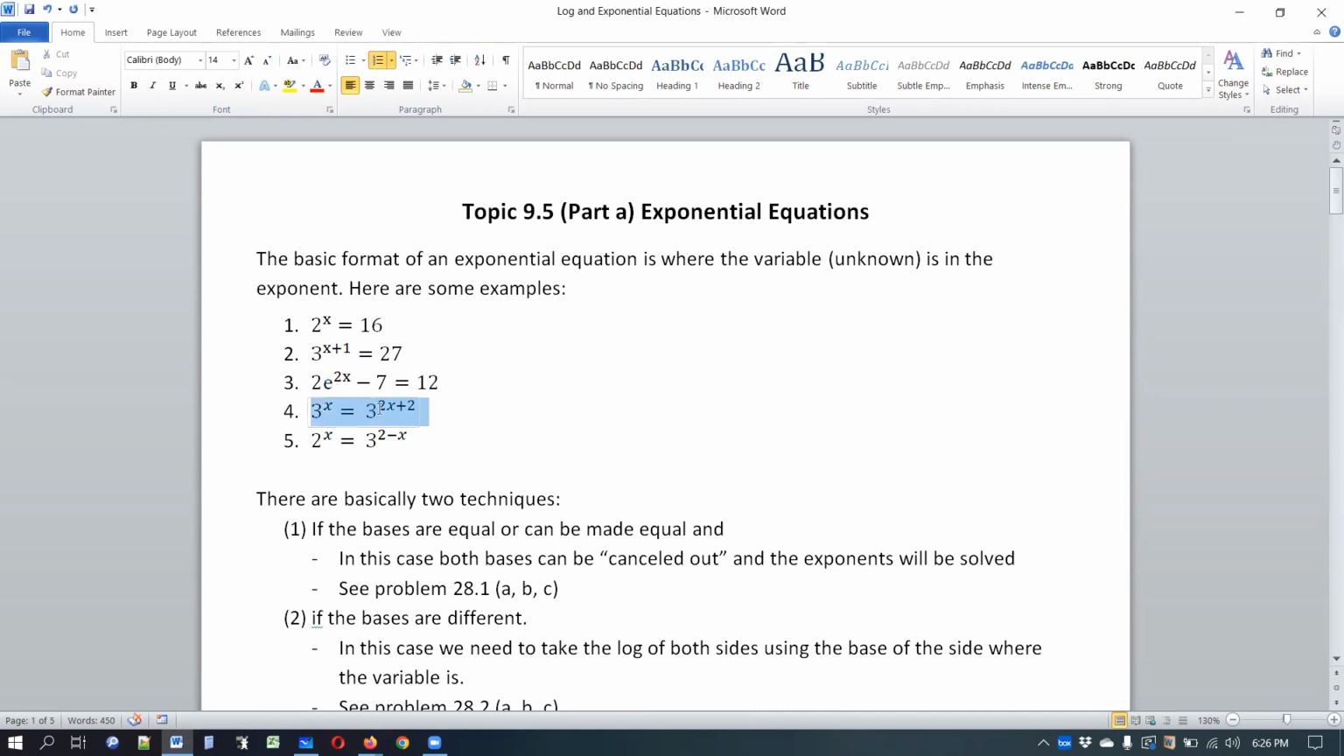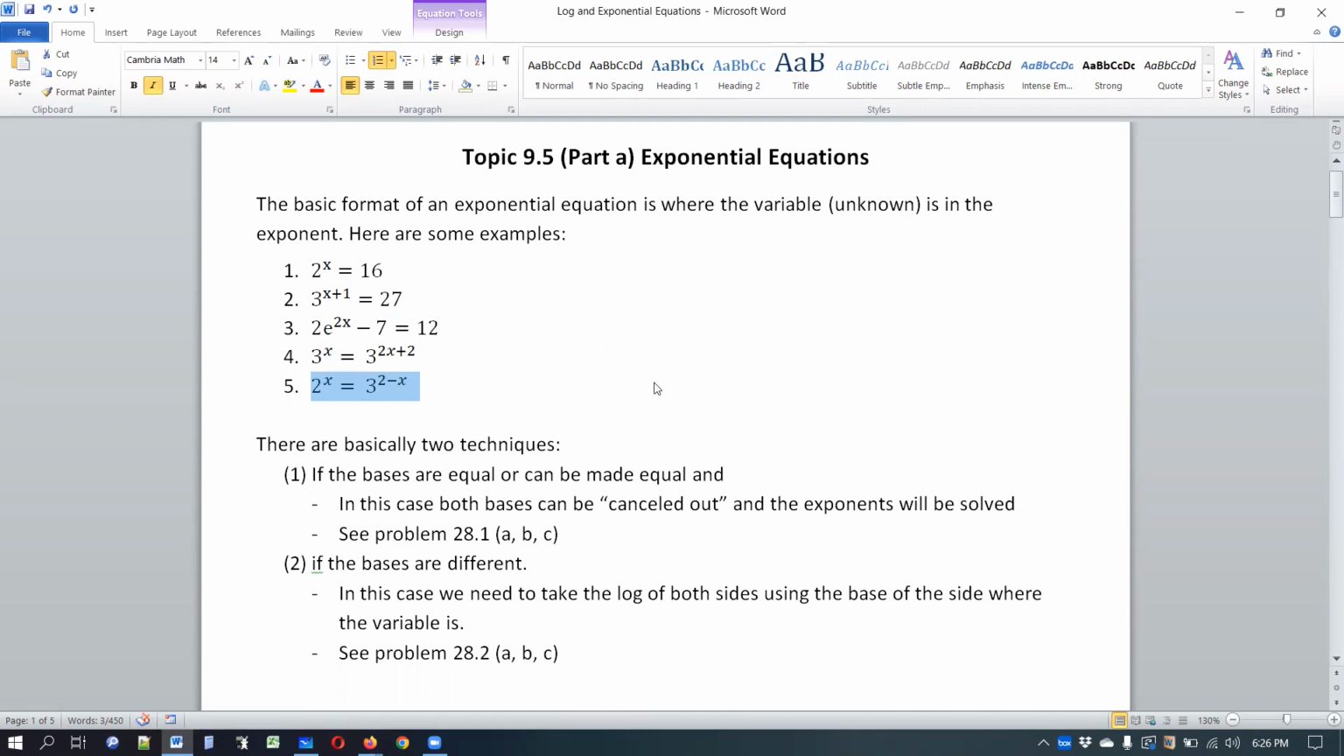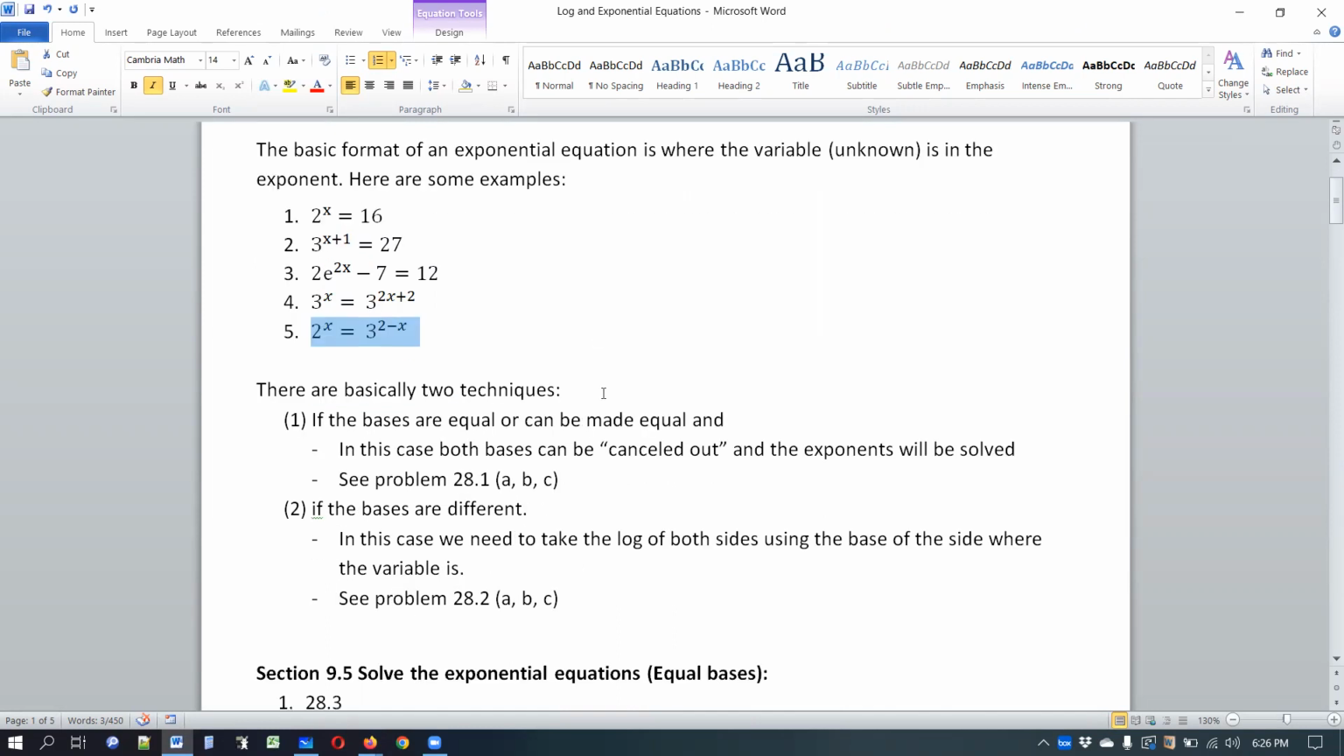Here is a typical exponential equation where both bases are the same, and here one where both bases are different. These are basic examples. Now, the two basic techniques to solve exponential equations are here. The first case is where the bases are either equal or can be made equal to each other. And we'll see that case.